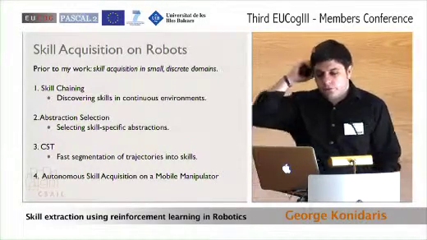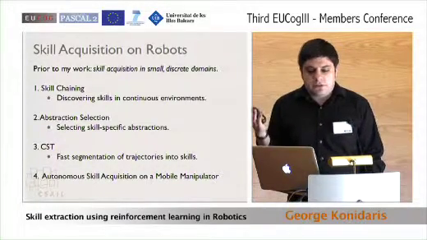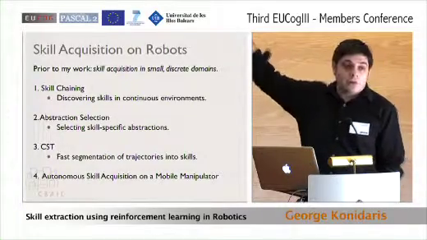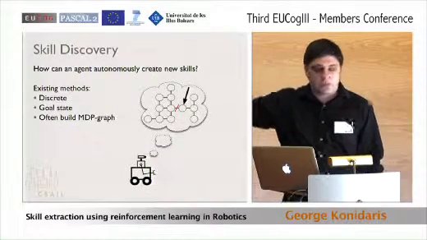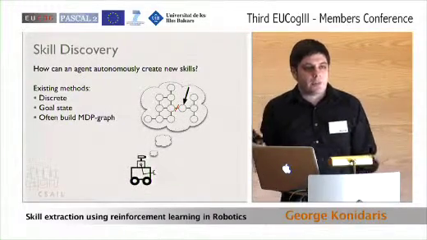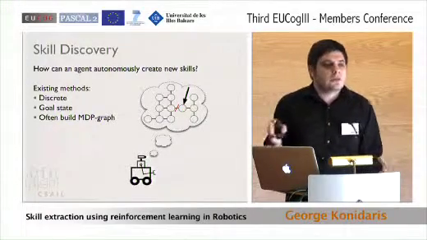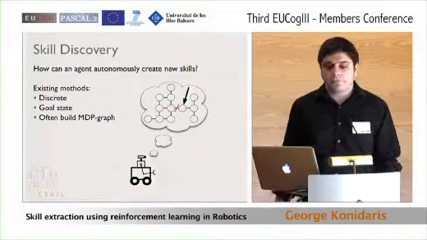So the question behind skill discovery is, how does an agent autonomously create new skills? Now in a discrete sort of domain, you could maybe build a graph representation of your domain and run a partitioning algorithm to get a goal state. But that's not going to work in a continuous domain because you never see the same state twice, and it's not clear what a goal looks like and all of that sort of stuff. You need a region, not a state, for a goal.